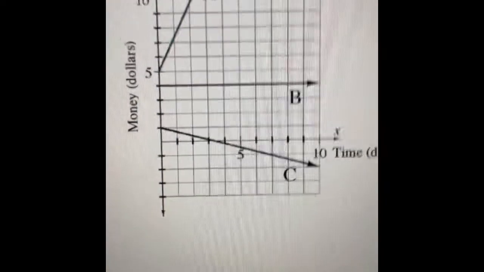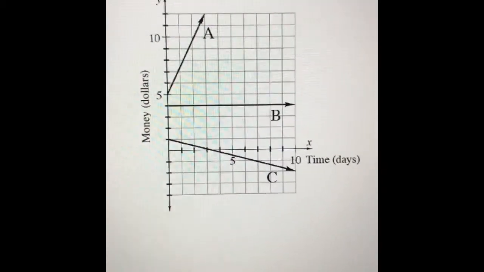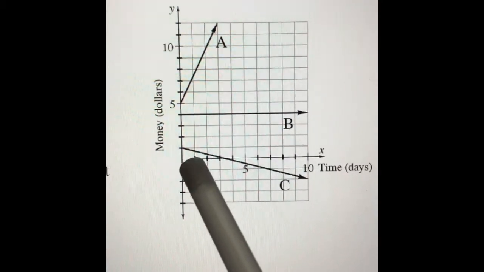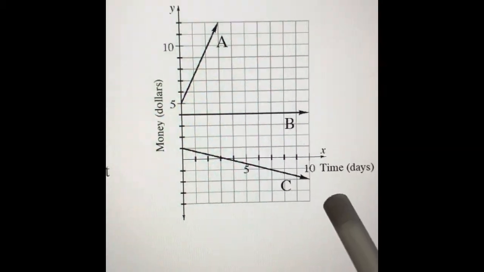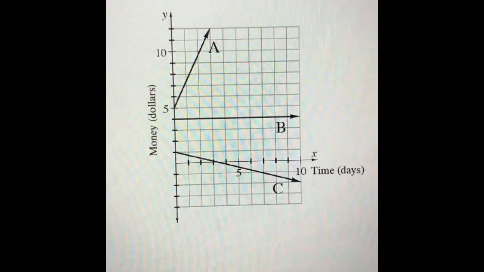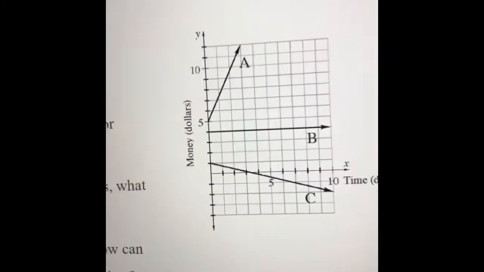So let's look at the graph, and don't make the same mistake I did, because I was looking at this graph and I didn't realize that B was its own line. I thought that was the x-axis. So I was like, why is there a line down here when that's the x? I don't know why I did that, but don't make the same mistake I did.